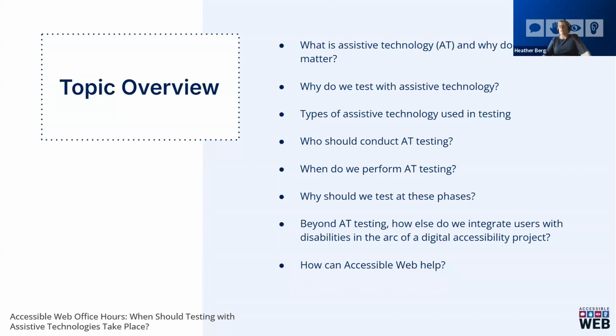And beyond that, what are some other ways that we can incorporate users with disabilities into our overall accessibility project? And then finally, we'll wrap up with some information about specifically how Accessible Web can help you out with some of these things. I will just say briefly, you may hear me refer to assistive technology as assistive tech or AT at different times throughout the presentation. It's a bit of a mouthful to say repeatedly, so just know that those two shortcuts refer to the same thing. On to the next slide.